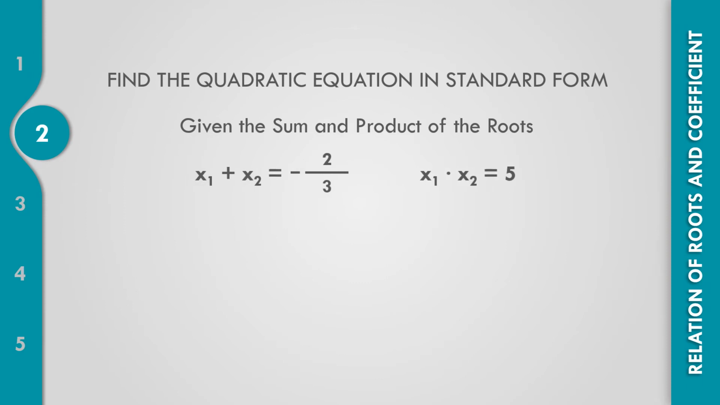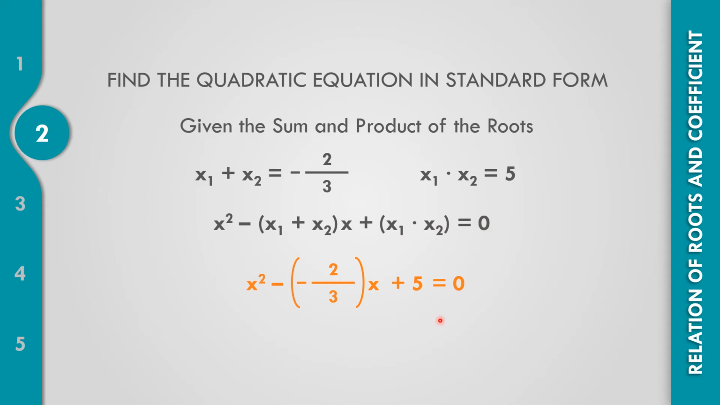How about example number 2? The sum of the roots is negative 2 over 3, and the product of the roots is equal to positive 5. So the equation is x squared minus the sum of the roots times x plus the product of the roots equals 0. First, bring down x squared and then negative, multiply it with negative 2 over 3. Let us rewrite x plus the product of the roots, plus 5 equals 0.